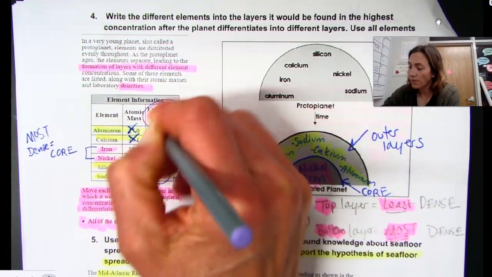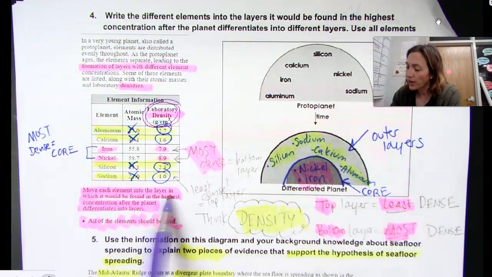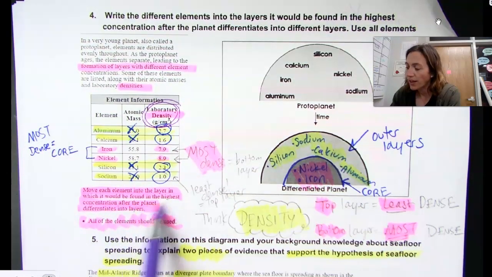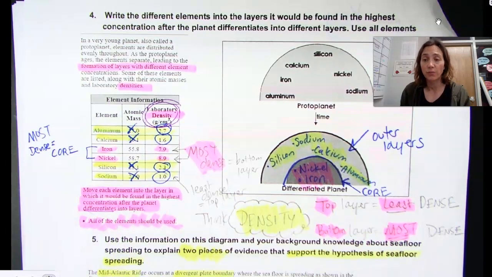So focus on what it's asking you. Move each element into the layer in which it would be found in the highest concentration after the planet differentiates into layers. Differentiate just means we have different layers that were formed. And why? Because of density. All right, it's all coming back.